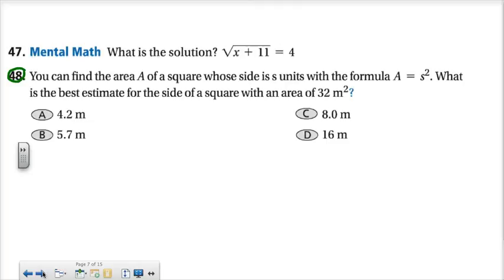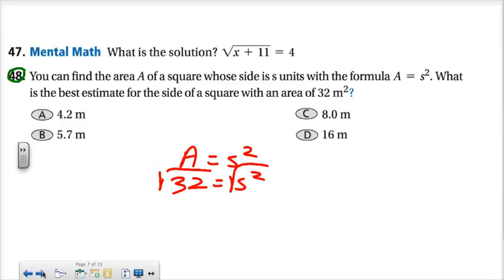Number 48 says we can find the area A of a square whose side is s units with the formula A equals s squared. What's the best estimate for the side of a square that has an area of 32? All right, well that would mean I need to take the square root of both sides.